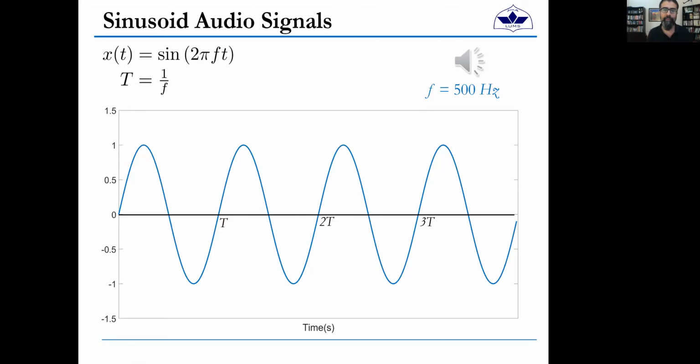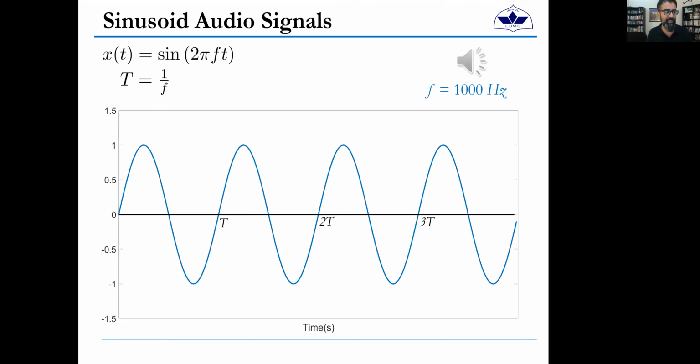Let's try this out for 1000 hertz. So Hania, what do you expect? What will it sound like? How would you be able to hear and differentiate it? Right. So it's going to be a pitch higher.